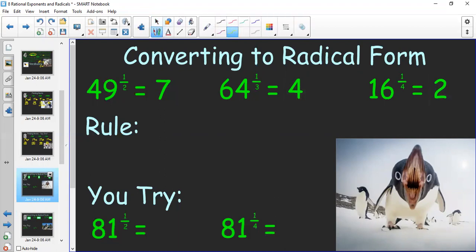All right, here is the rule. The rule is that the denominator, our bottom number, becomes the index of the radical.